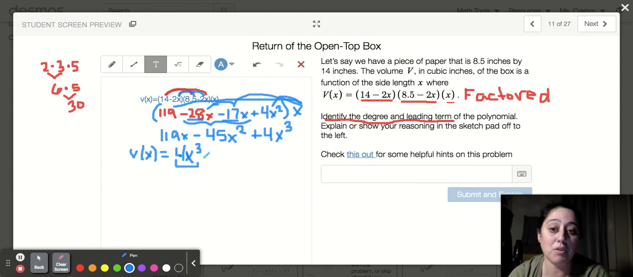All right, and then I'm just going to write the rest. And remember, it's got to go in order by exponent. So the x squared term goes next. And the positive, remember I look in front of it, right? So the positive 119x goes last. Positive 119x.